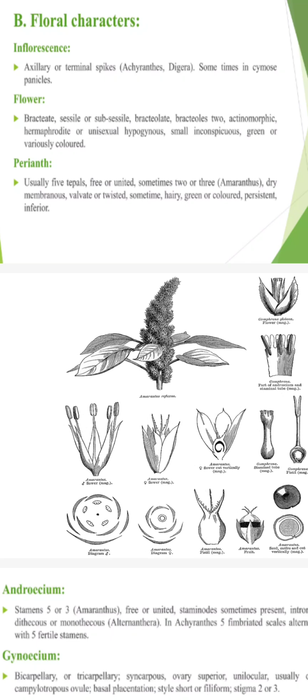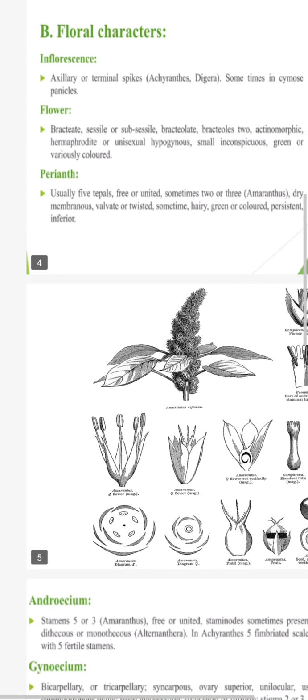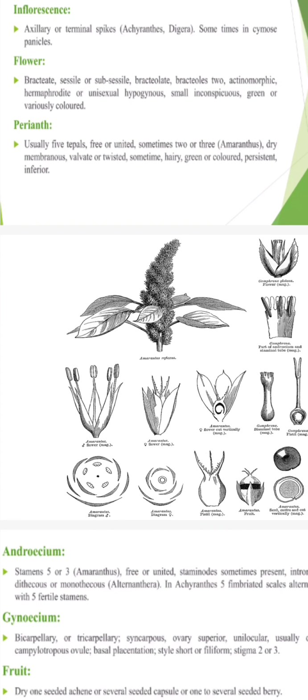Perianth, usually 5 tepals, free or united, sometimes 2 or 3, dry, membranous, velvety or twisted, sometimes hairy, green or colored, persistent and inferior. So here, perianth is actually when calyx and corolla are fused. Generally, in case of other angiosperms, they have four different types of whorls of flower. All you know that is calyx, corolla, androecium, and gynoecium.